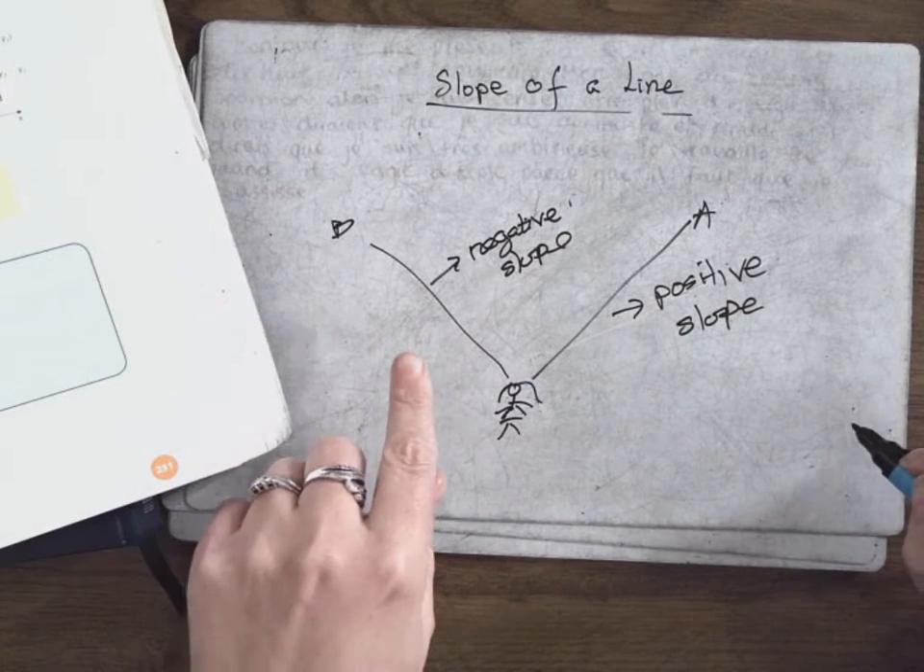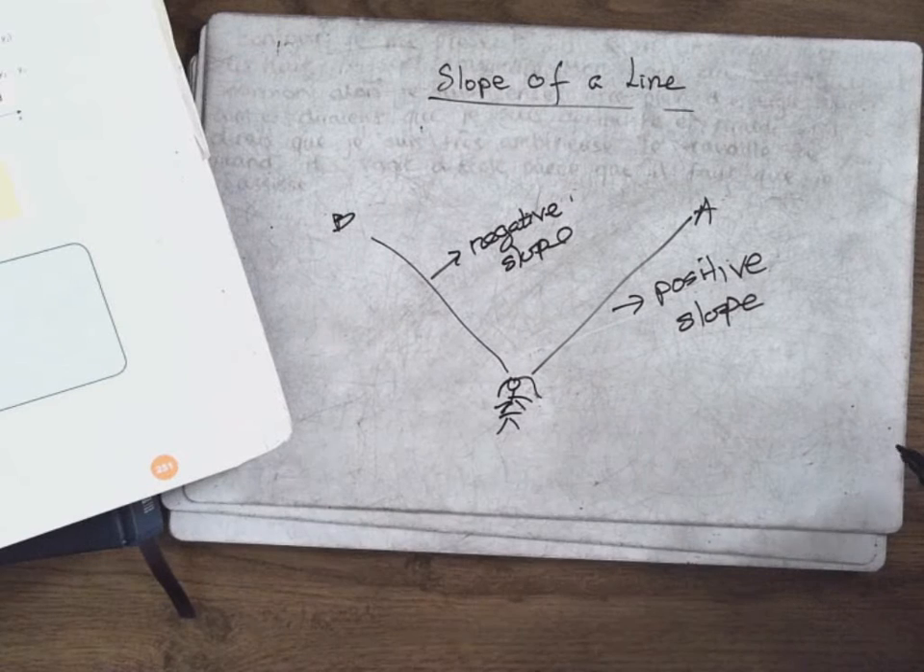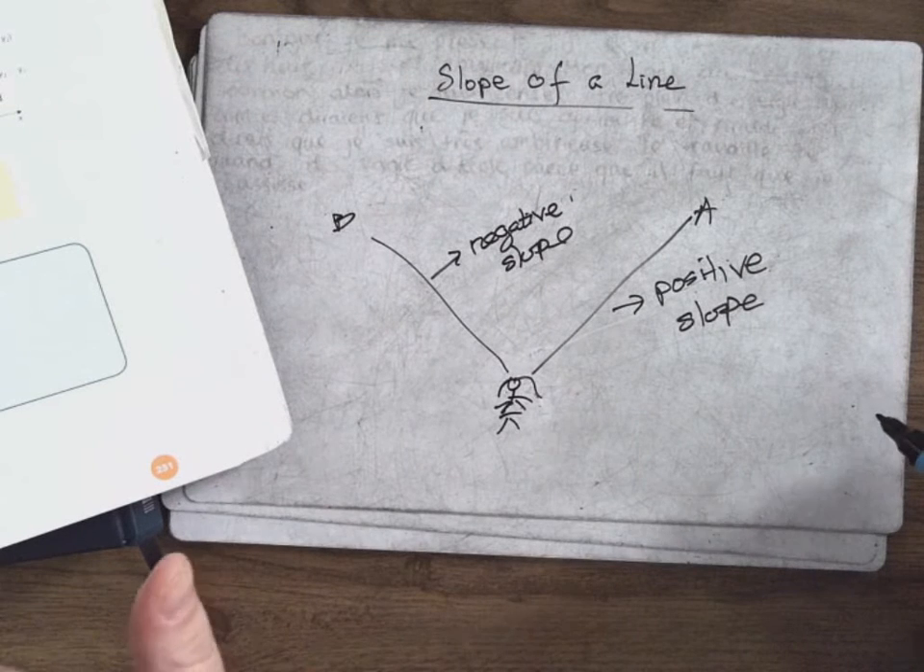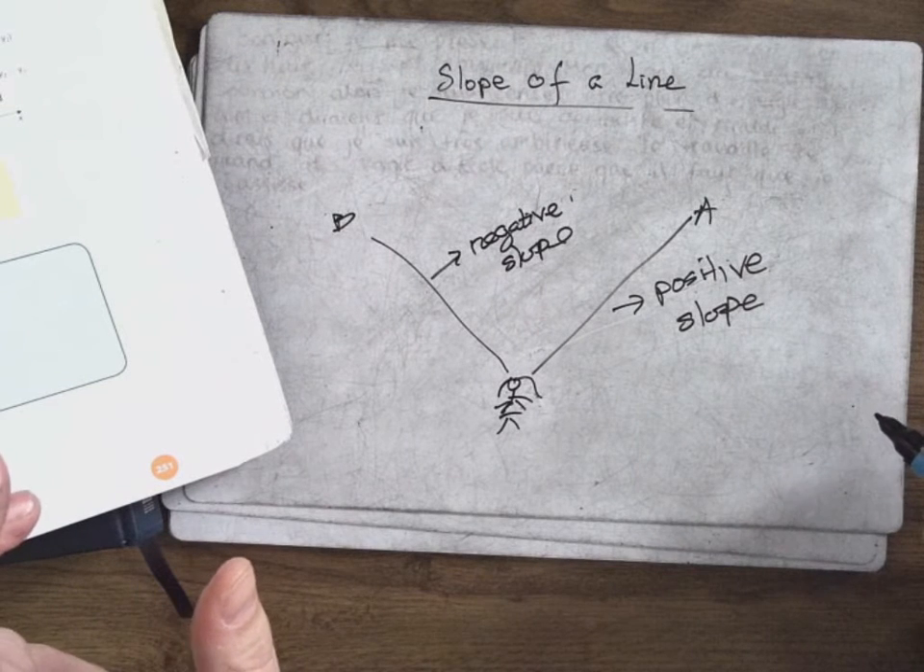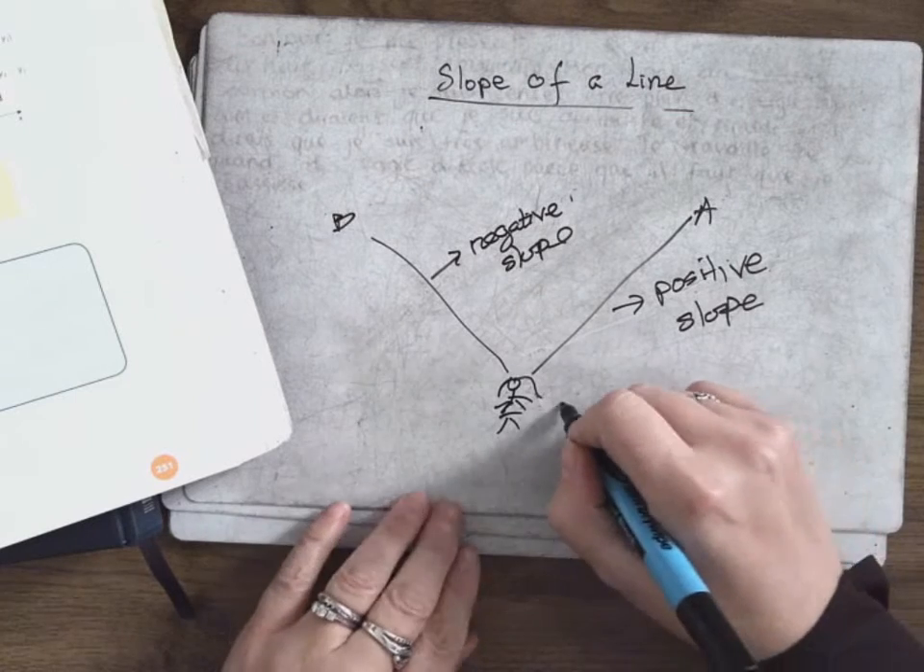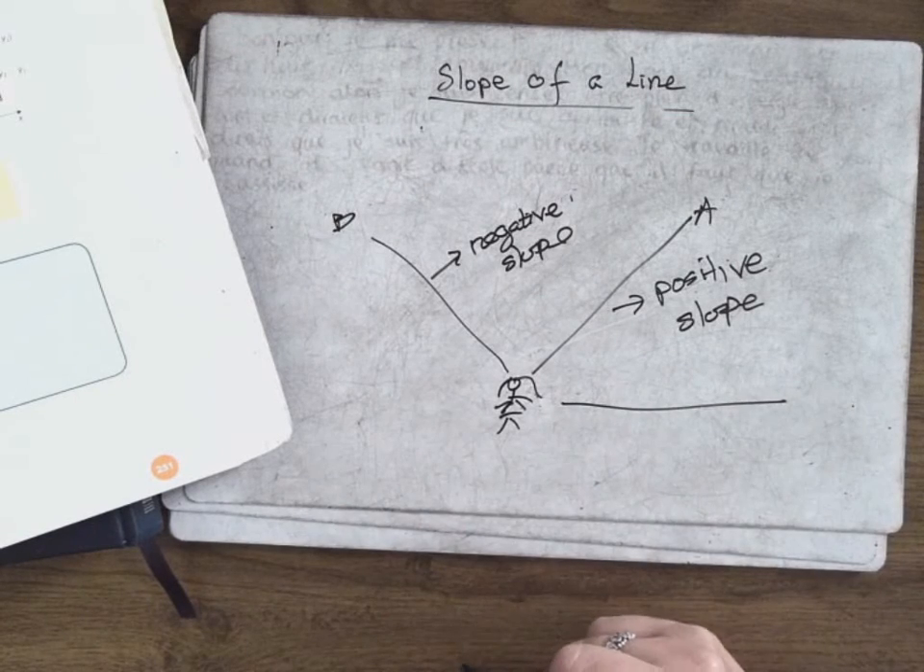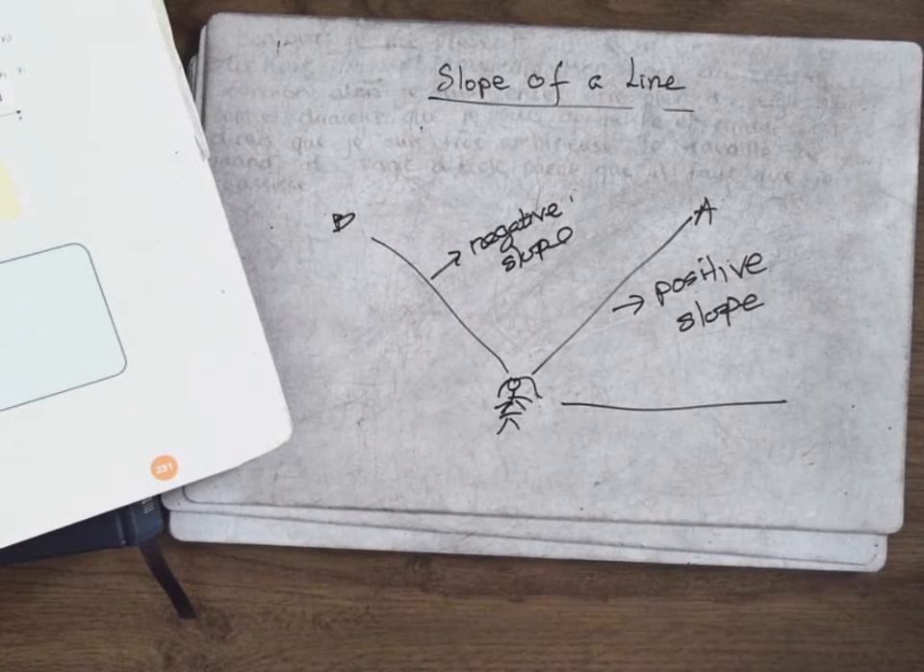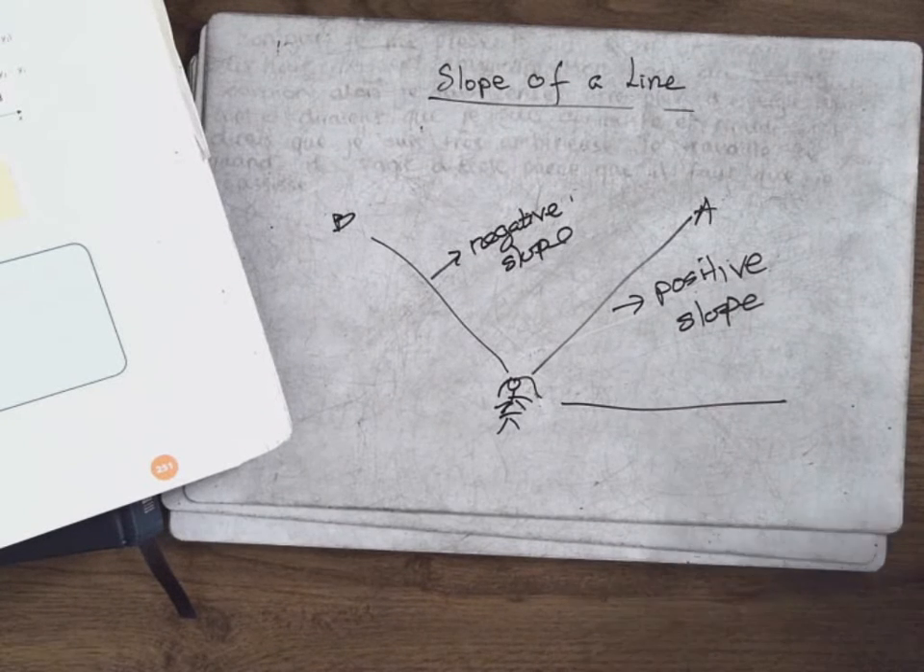So, negative slope, positive slope. We all know the difference between a negative slope and a positive slope. What about the slope of this line here? Put a measure on it. What hill? There is no hill, so it's got a slope of 0.